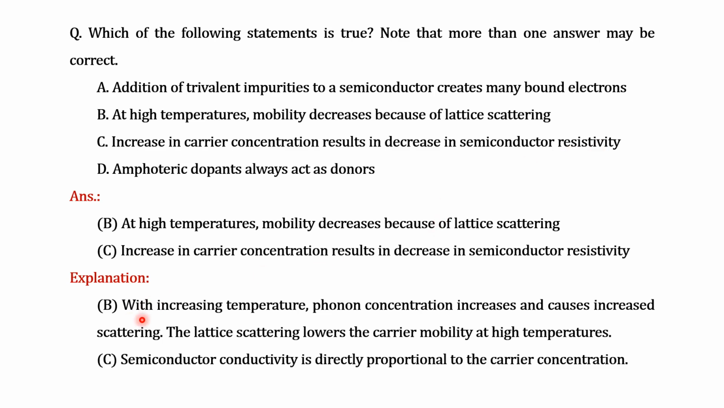So this is the explanation. With increasing temperature, phonon concentration increases and causes scattering. So this lowers the mobility. Then semiconductor conductivity is directly proportional to carrier concentration. At high temperature, both of them will start acting, and there will be a competition between whether more lattice scattering is happening or more conduction is happening. That is what decides the final conductivity of your semiconductor. So is it clear?